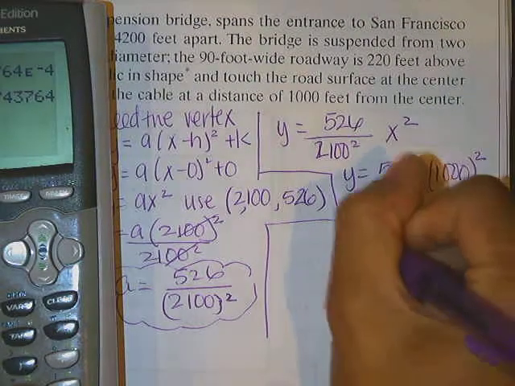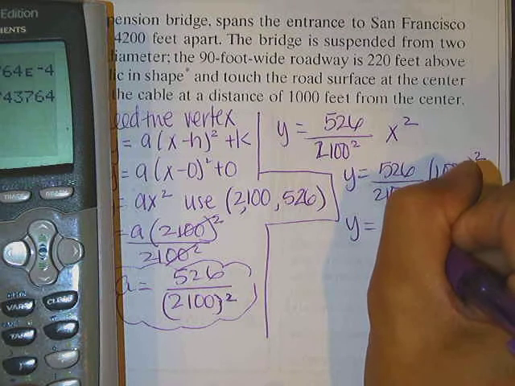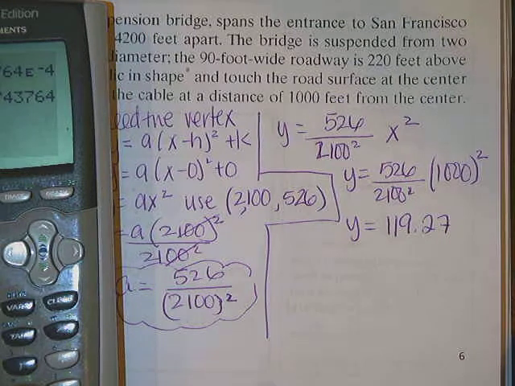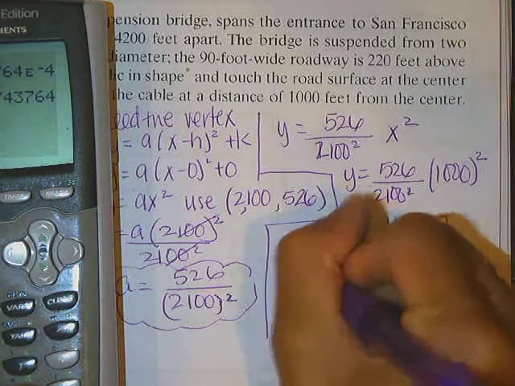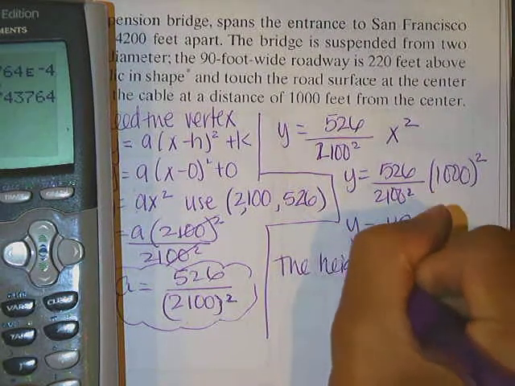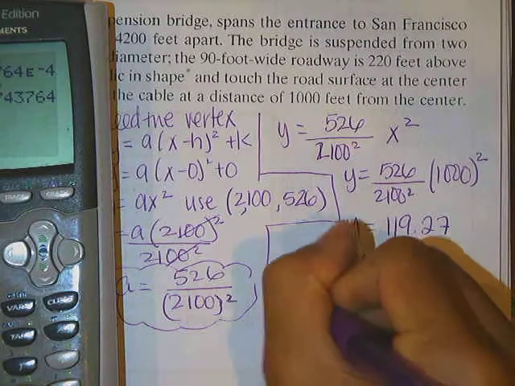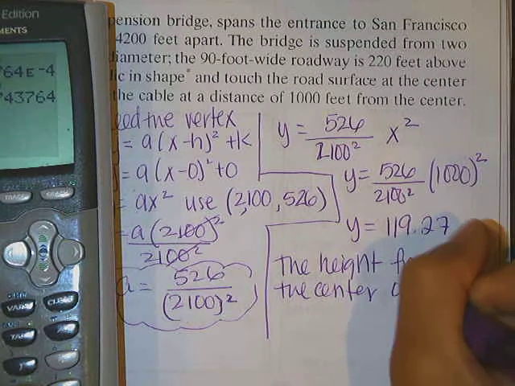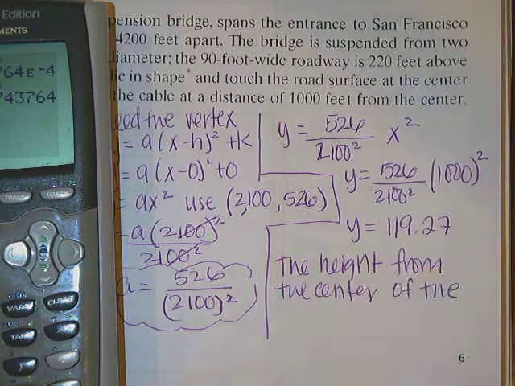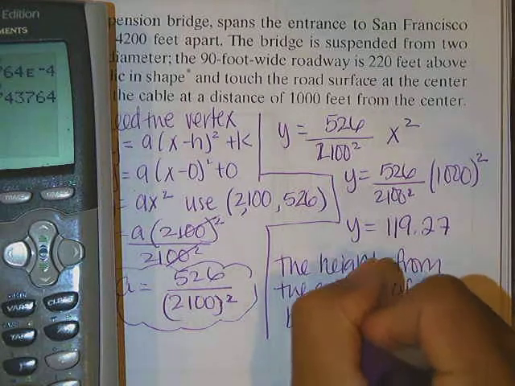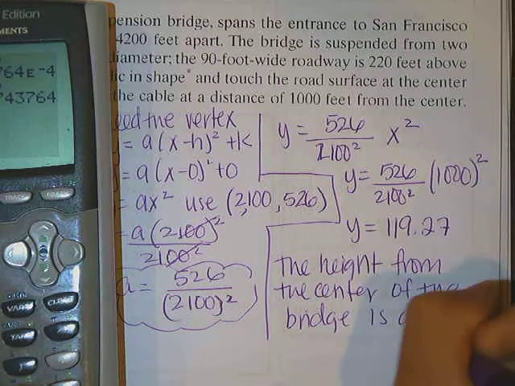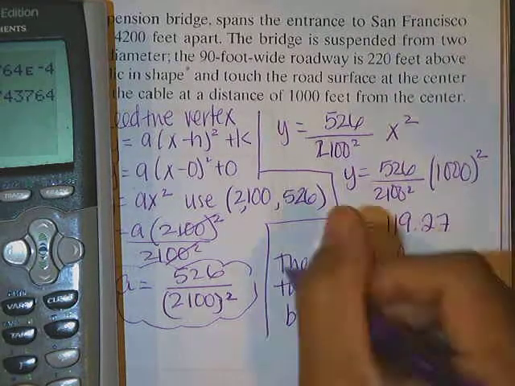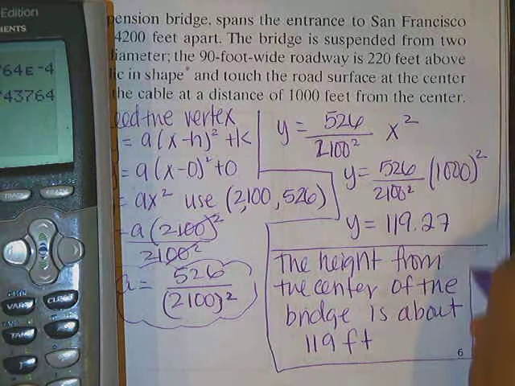So y equals 119.27. We're going to write our answer: the height from the center of the bridge is about 119 feet. And that's what it asks for.